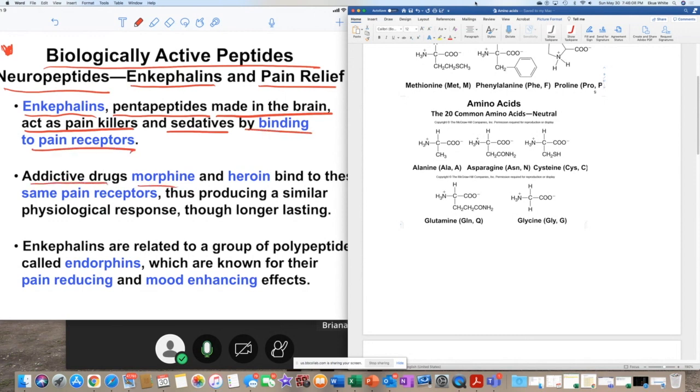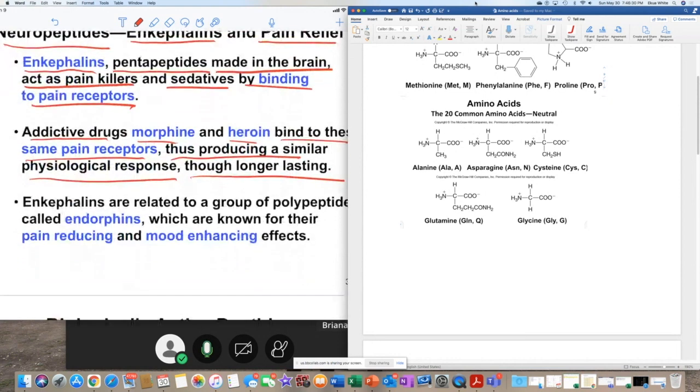Addictive drugs like morphine and heroin bind to these same pain receptors, thus producing a similar psychological response, but it lasts longer. So most of these bad drugs, these are the ones that are controlled substances, were usually made for good reasons, right? But then they somehow got in the streets and they were now abused, right? But they were originally made to help people out in pain.